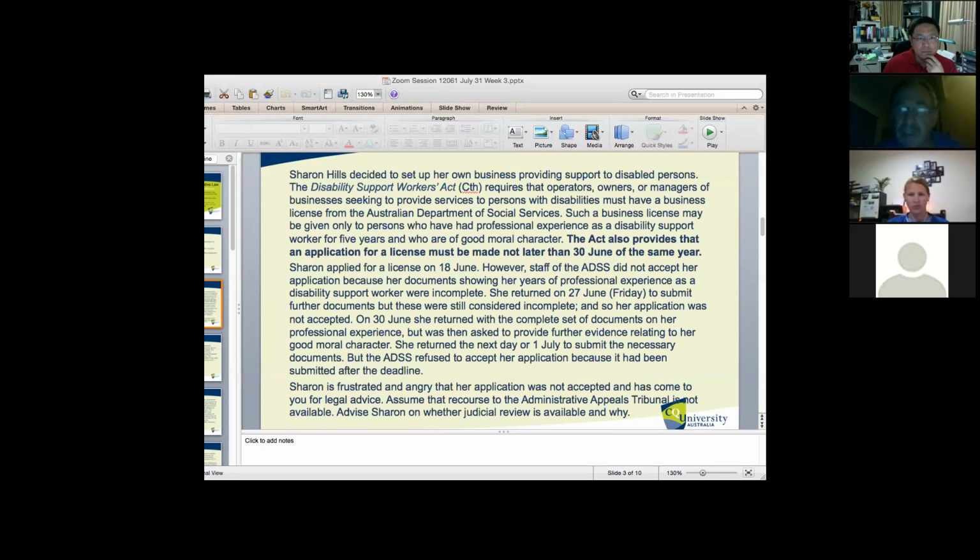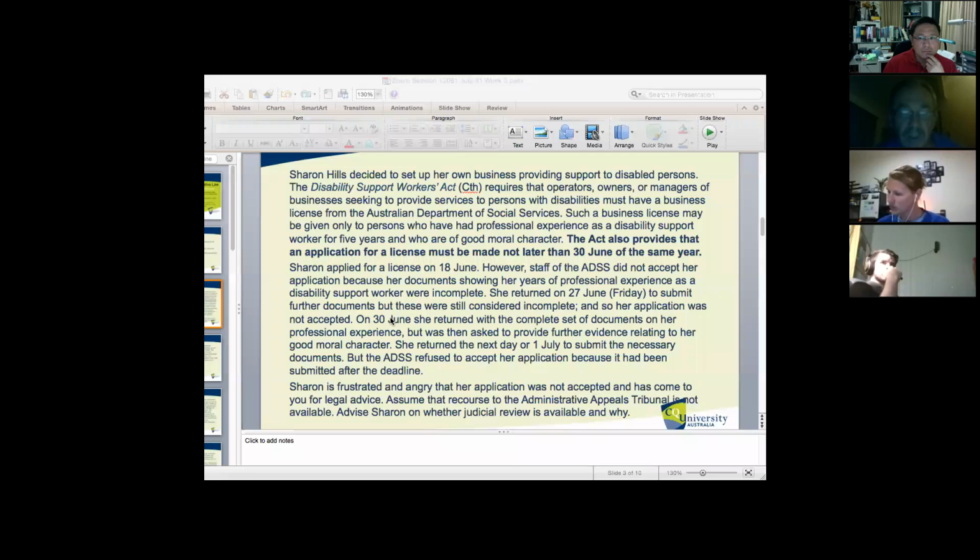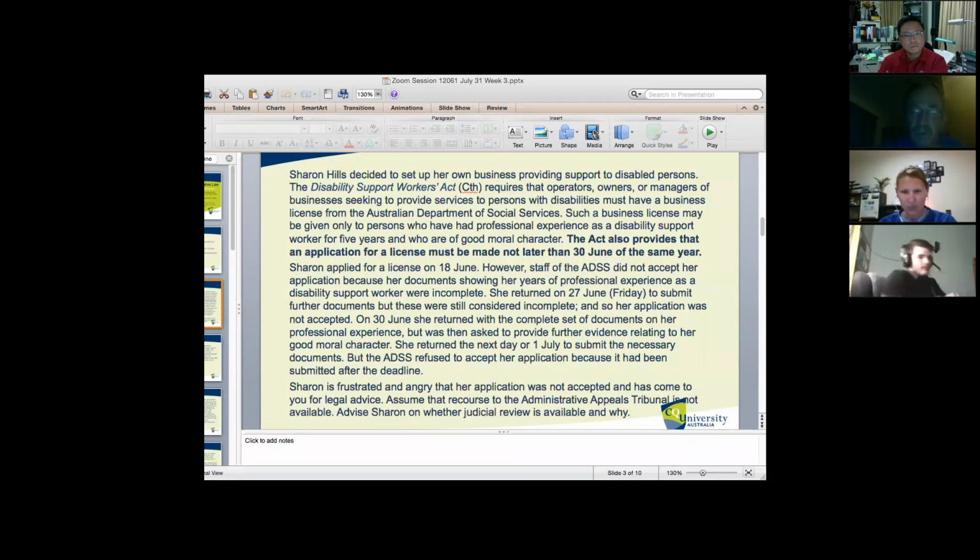However, staff of the ADSS did not accept her application because her documents showing years of professional experience as a disability worker were incomplete. She returned on 27 June, Friday, to submit further documents, but these were still considered incomplete, and so her application was not accepted. On 30 June, she returned with a complete set of documents on her professional experience, but was then asked to provide further evidence relating to her good moral character. She returned the next day, on 1 July, to submit the necessary documents, but the ADSS refused to accept her application because it had been submitted after the deadline. Sharon is frustrated and angry that her application was not accepted and has come to you for legal advice. Assume that recourse to the Administrative Appeals Tribunal is not available. Advise Sharon on whether judicial review is available and why.